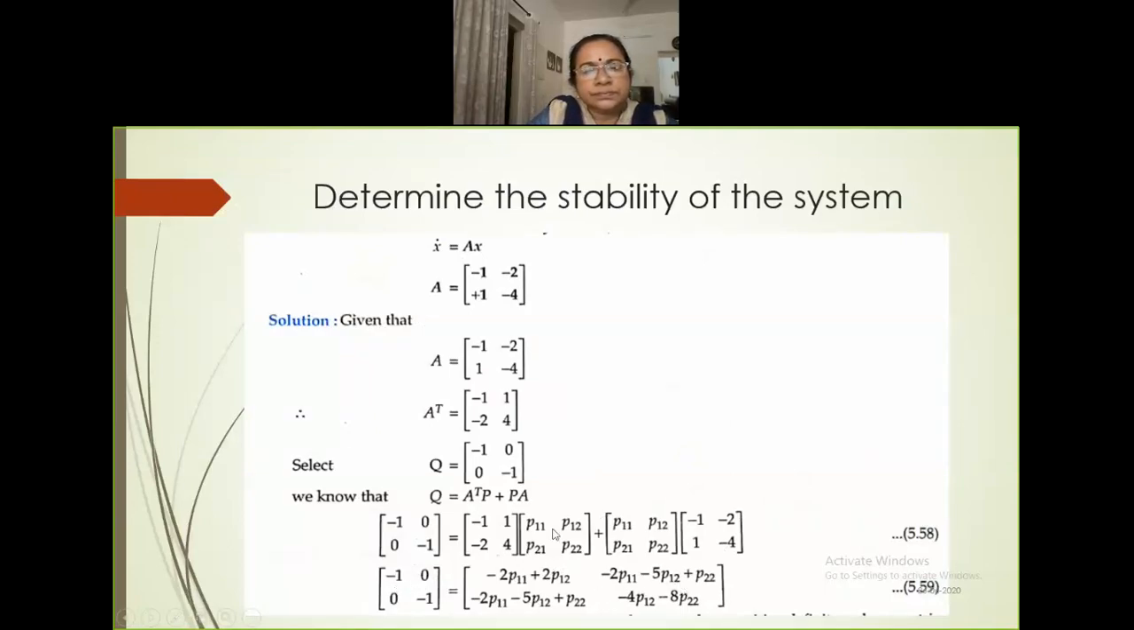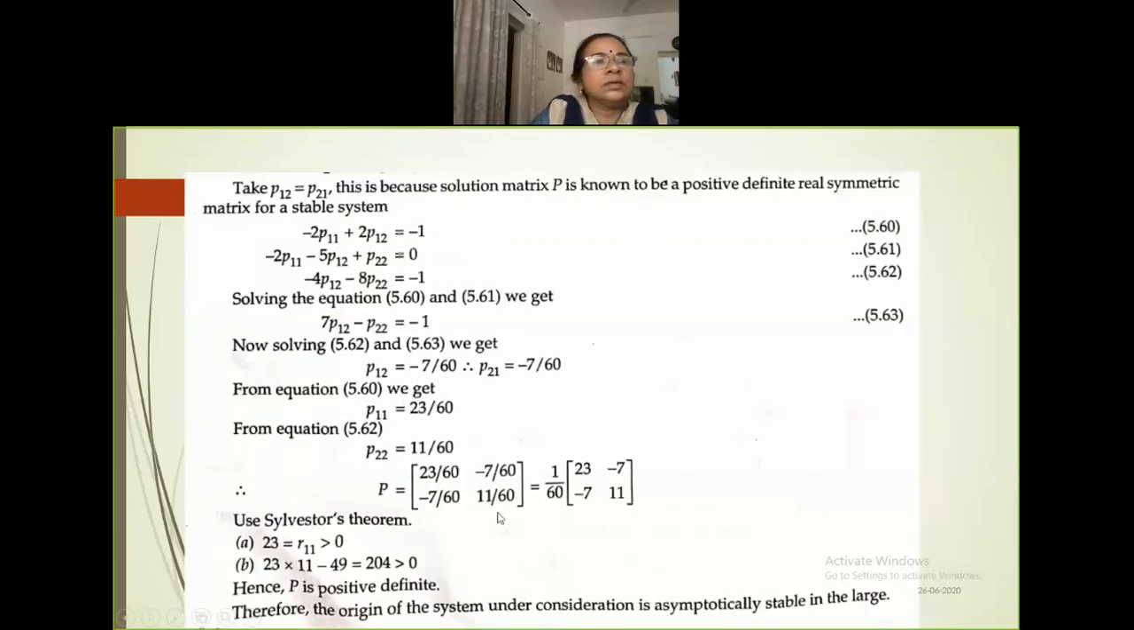Getting? A transpose P as P11. Take P12 is equal to P21. This is because the solution matrix P is to be a positive definite real symmetric matrix. So then calculate this value. From that you find what is P. Then find out whether this one is greater than 0. Hence P is positive definite. So the origin of the system under consideration is asymptotically stable in the large.